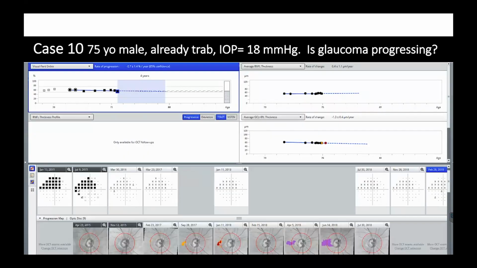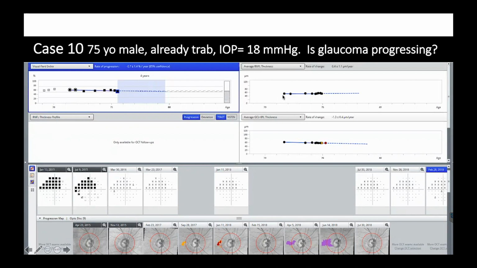And how does that help us? This is a 75-year-old male. He already has had surgery. Pressures were good at the beginning. Now they're starting to climb, but the fields are not too bad. It looks like he has a very advanced glaucoma, almost no superior field, but they look stable. They don't look like they are progressing too much.